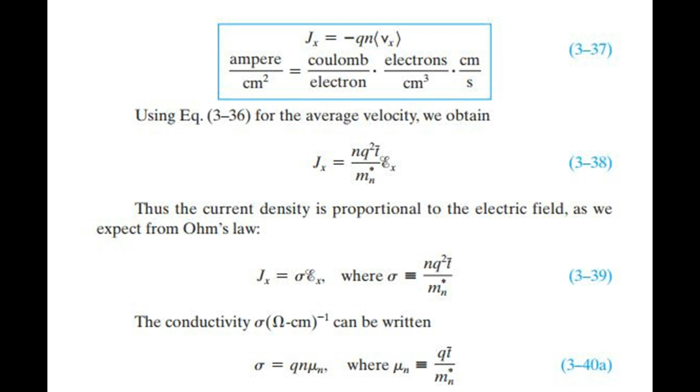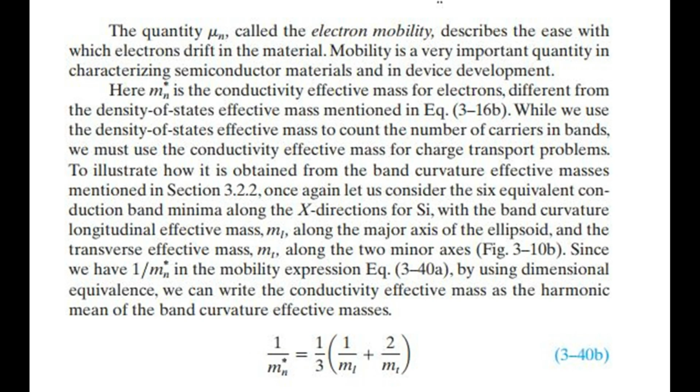Using Eq 3-36 for the average velocity, we obtain. Thus the current density is proportional to the electric field, as we expect from Ohm's law, where the conductivity can be written, where the quantity μn, called the electron mobility, describes the ease with which electrons drift in the material. Mobility is a very important quantity in characterizing semiconductor materials and in device development.